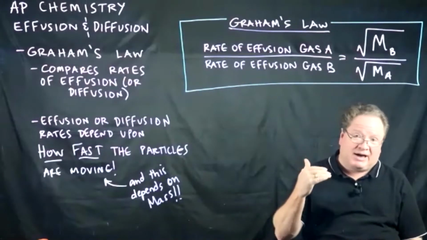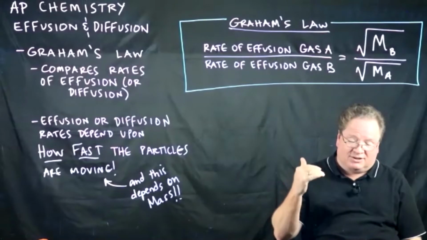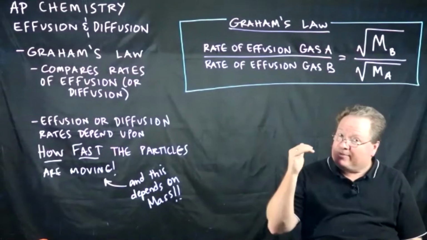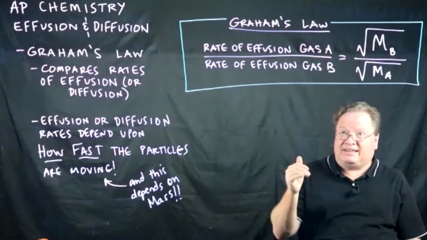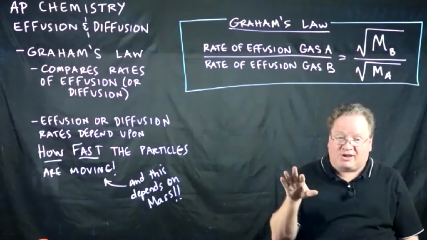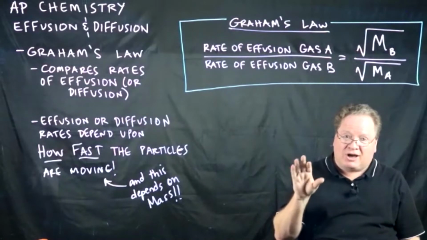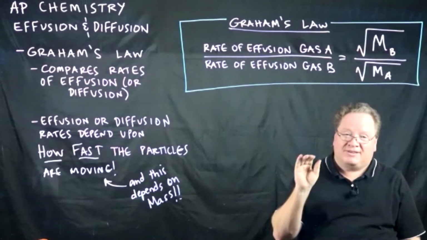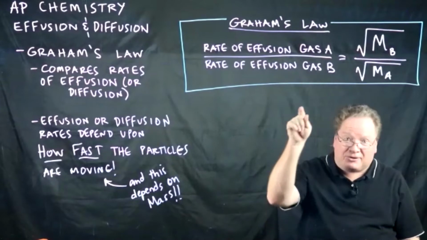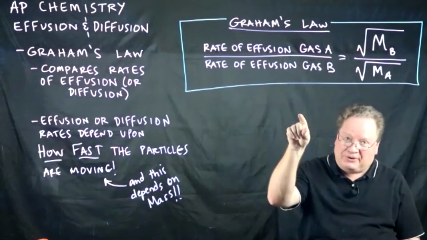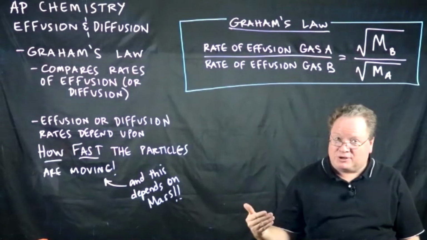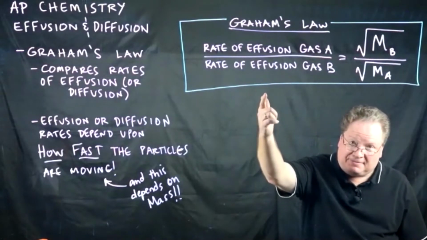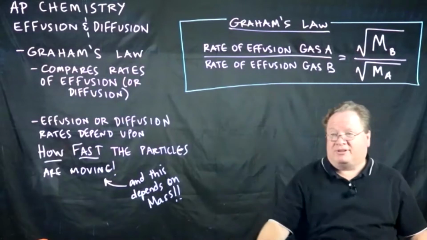Now, if you encounter a problem, you guys, that deals with effusion, if they mention effusion, you almost certainly are using Graham's law to solve that problem. I do not know of another formula that deals with effusion other than Graham's law. So if you get a question on your AP exam and it starts talking about rates of effusion, you know you're using this. Okay? It is the only formula for that.